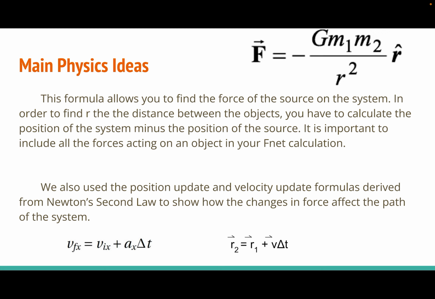In order to find r, the distance between the objects, you have to calculate the position of the system minus the position of the source. It is important to include all the forces acting on an object in your FNet calculation. We also use the position update and velocity update formulas derived from Newton's second law to show how the changes in force affect the path of the system.